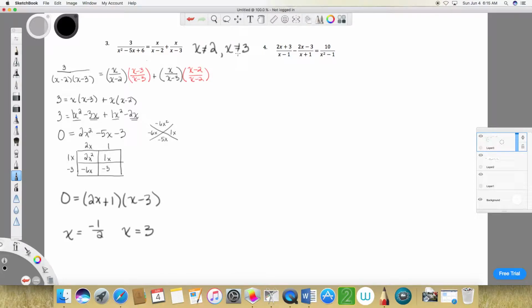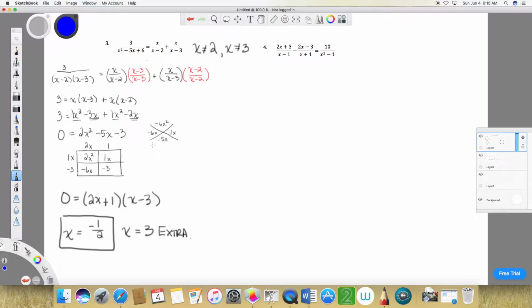But I can look up and see that I made the remark at the beginning of this problem that if x equals 3 appeared in this solution, if it was a solution to this quadratic equation, it's not a solution to the original equation. This is referred to as an extraneous solution, and our only solution to this equation is x equals negative 1/2. All right, so I hope that helps. Let's take a look at number 4.